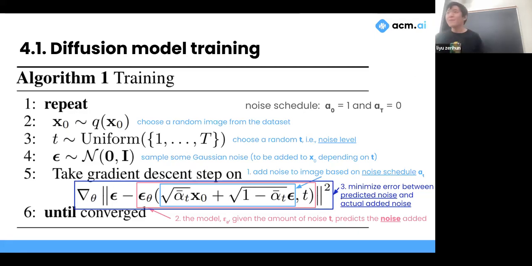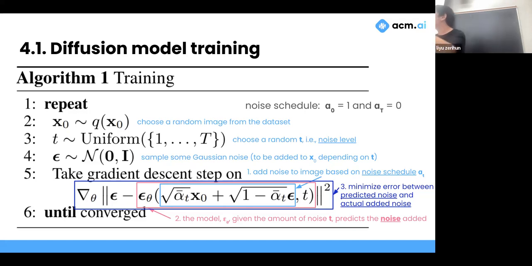To recap, first, we choose a random image, and we choose a random time step, which represents the amount of noise we want to add to the image. And we generate some random noise as a sort of record: this is the noise we're going to add to the image. We first add this noise, the amount of noise based on time step t. We pass that along with time step t itself into the model.